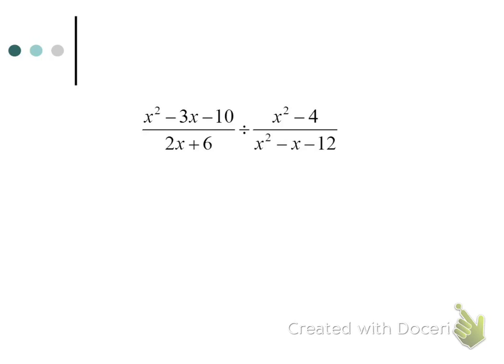On the last problem, there was only one thing to factor, so it wasn't as big of a deal. But I want to rewrite this as multiplication first. So when I rewrite it, is my first fraction going to stay the same or flip? Stay the same. First fraction stays the same. And what about my second fraction? It flips, and we change this to a multiplication problem.